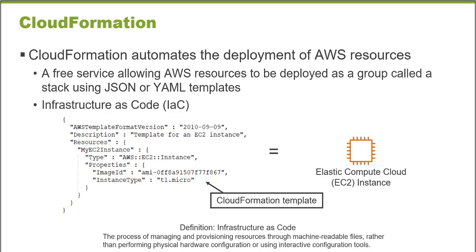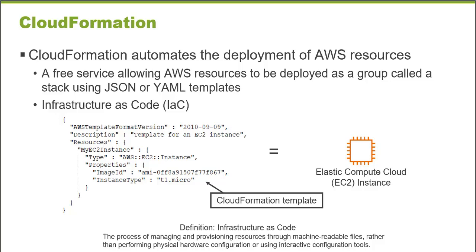CloudFormation is used to automate the deployment of Amazon Web Services resources. It's a free service, and it allows you to define the infrastructure that you would like to deploy inside of the AWS cloud environment using JSON or YAML formatted templates. Each individual object that you would like to create has a definition in that template. The example you see on the screen is the definition of an Amazon AWS EC2 instance, basically a virtual server instance.